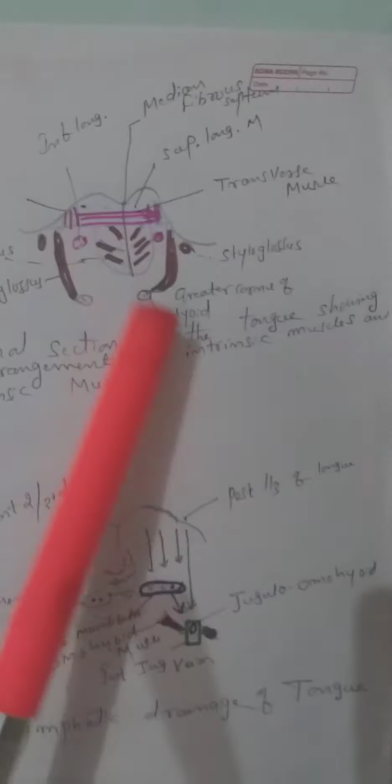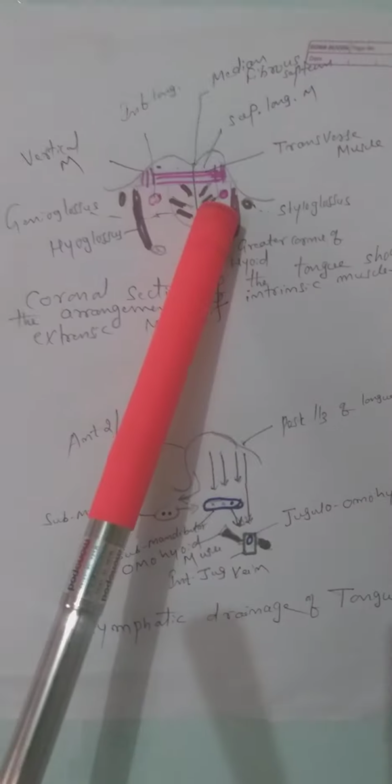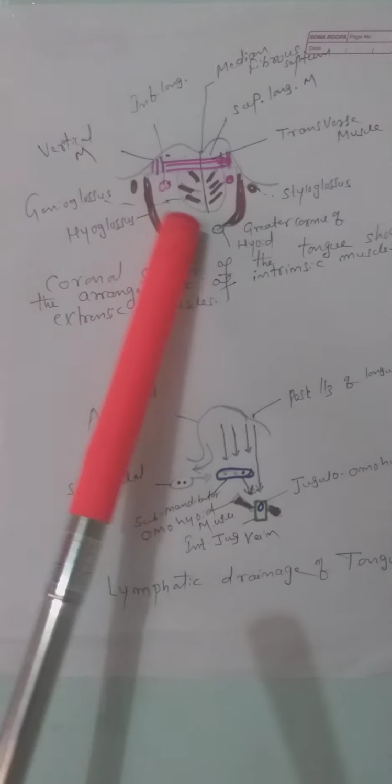See here. You can see here the vertical muscles. You can see the superior longitudinal muscles. You can see the transverse muscles, vertical muscles, superior longitudinal, inferior longitudinal muscle.